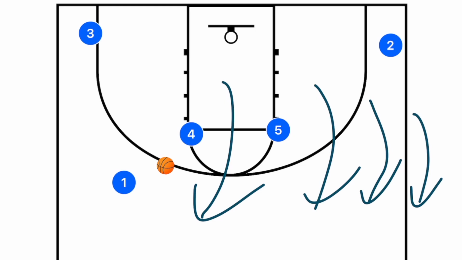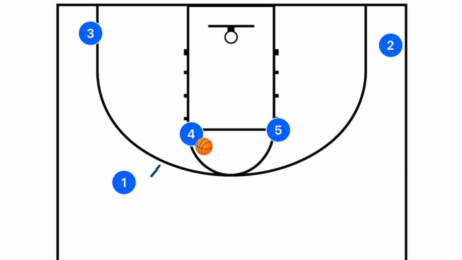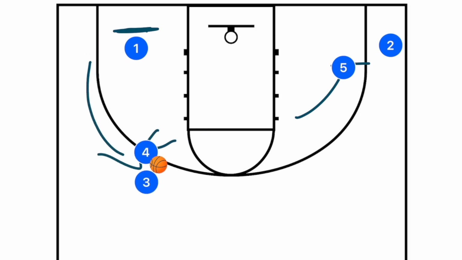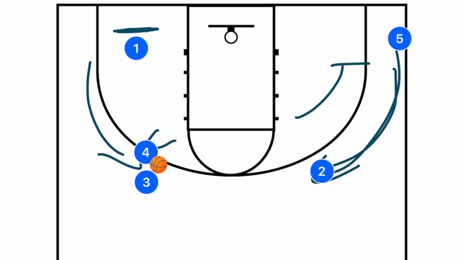Another great play is horns, where we can get that ball into player 4, and then player 1 sets the down screen for player 3. Player 5 sets the away screen for player 2. Off of this screen, player 3 comes up, player 4 now sets the dribble handoff, player 2 uses that screen, and now we're in a situation, depending on what happens here, he could roll or he could pop.